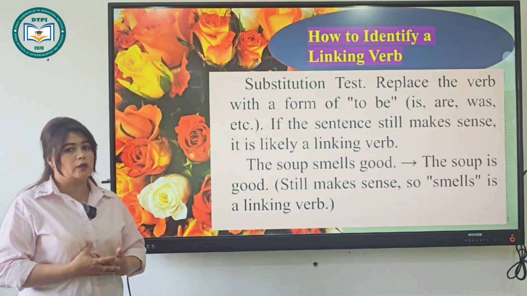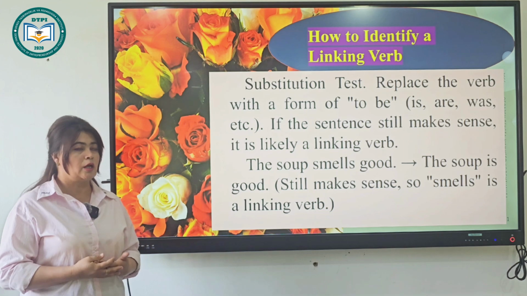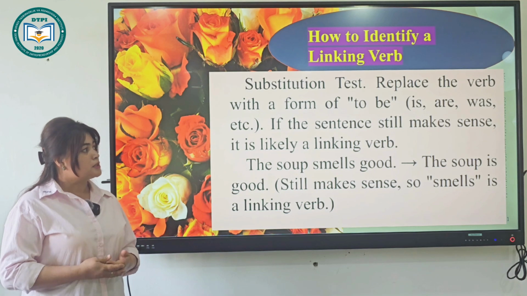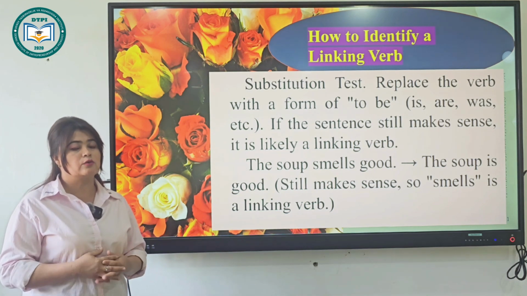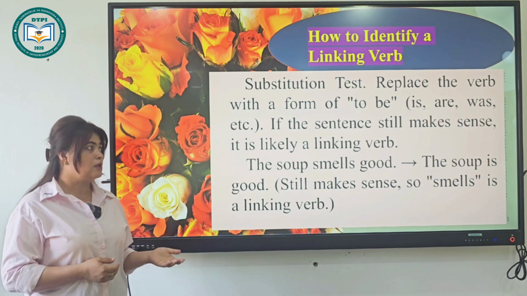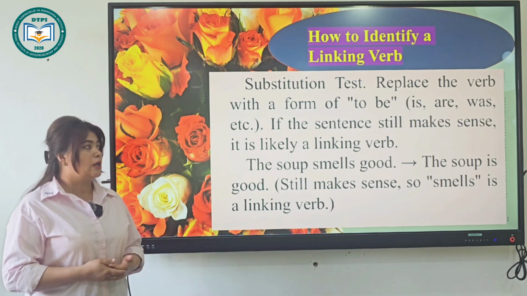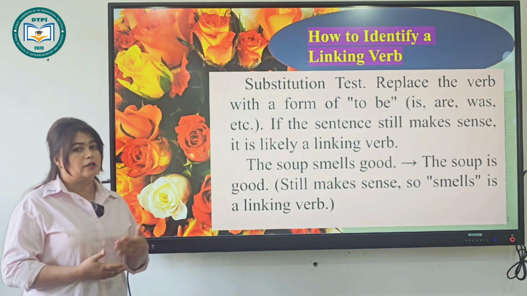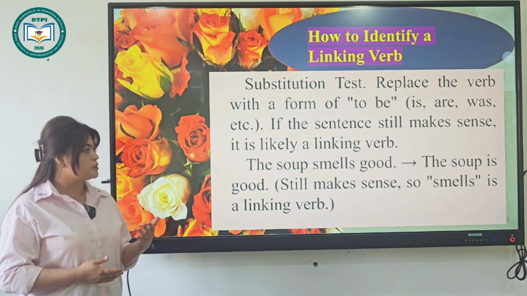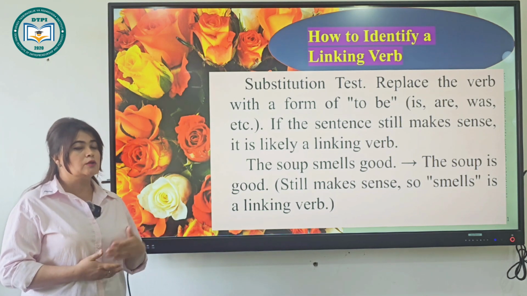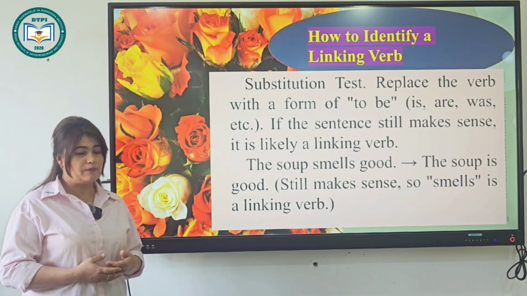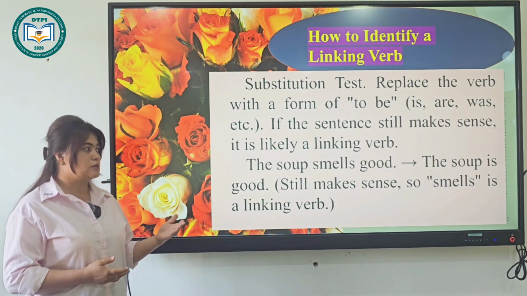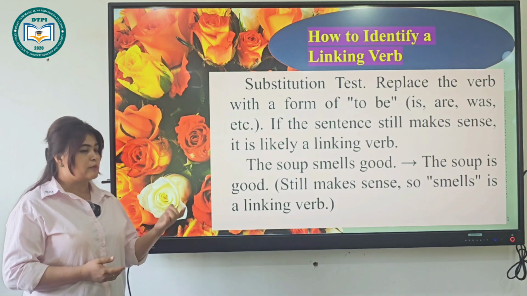Okay, how can we identify linking verbs in a sentence? By using the substitution test method. Just replace the verb with the correct form of to be. They can be is, are, was, and so on. If the sentence still makes sense, that means the verb is a linking verb. For example, the soap smells good. If we replace the word smells with to be, the sentence will be the soap is good. The sentence still makes sense here. That's why we can say smells is a linking verb.